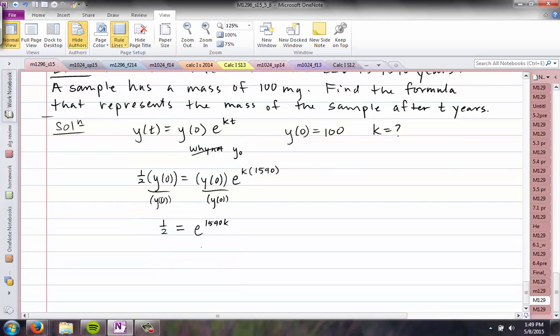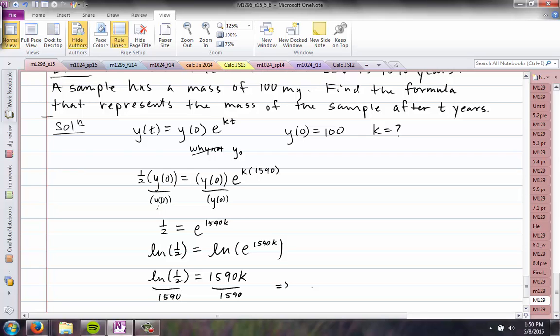Now we're going to do some log algebra. Take the natural log of 1/2. Take the natural log of the right-hand side. And that was the reason we're doing this, because the natural log of e to the something just reduces down to that exponent, 1,590k. So now it's very easy to solve for k. I just divide by 1,590.